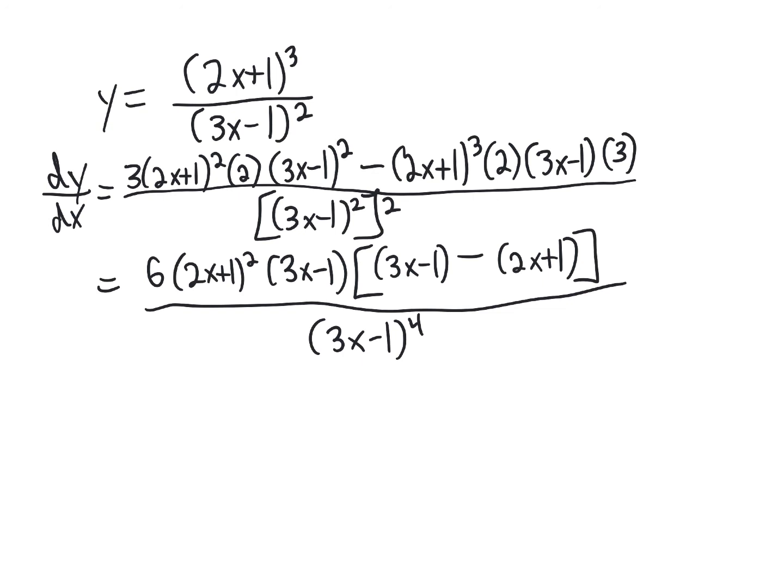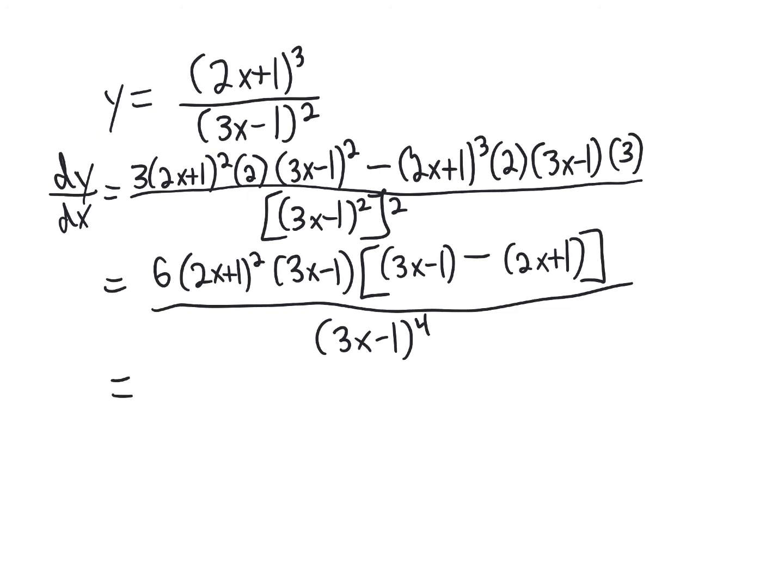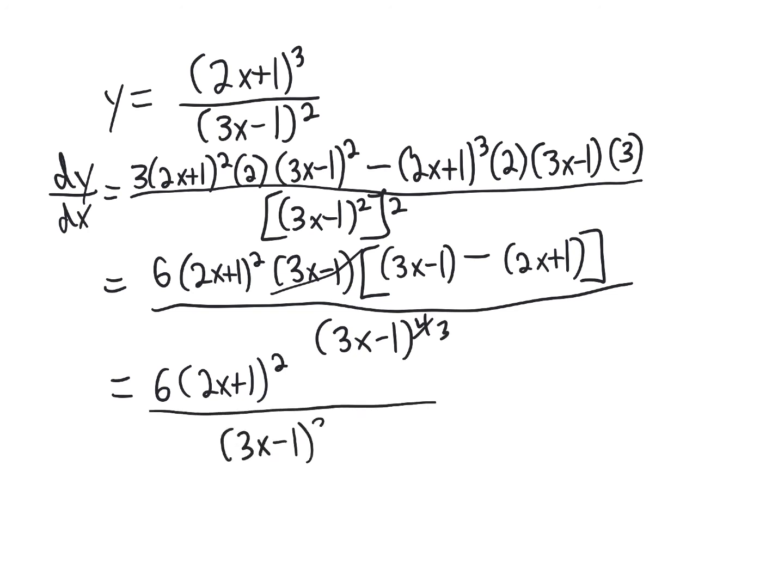You don't have to do it this way as long as you realize you have to simplify. So we get 6, 2x plus 1 squared. As I said, a copy of 3x minus 1 divides out, leaving us with 3 in the denominator. And then what's inside this bracket we can simplify. We have 3x minus 2x is x, and then minus 1 is negative 2. And that's as far as we can go with this one.